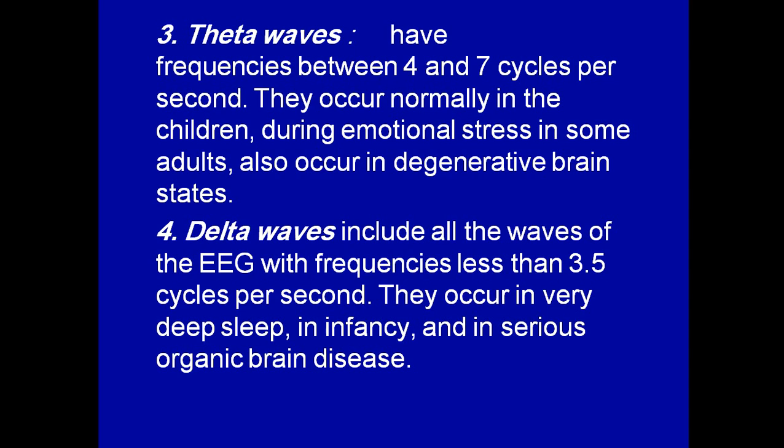Delta waves have frequencies less than 3.5 cycles per second. They occur in very deep sleep, in infants, and in serious organic brain disease, so in an adult it is associated with an abnormality. Also, of course, they occur in deep sleep. Onset in the awake adult is associated with serious brain damage or organic brain disease. It could not occur in a normal awake adult, because it occurs in deep sleep.